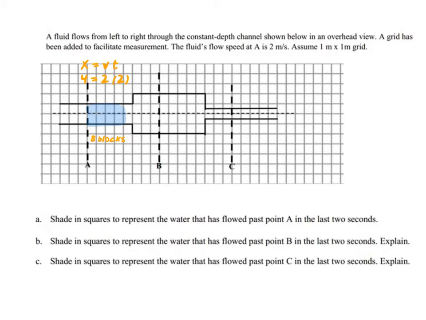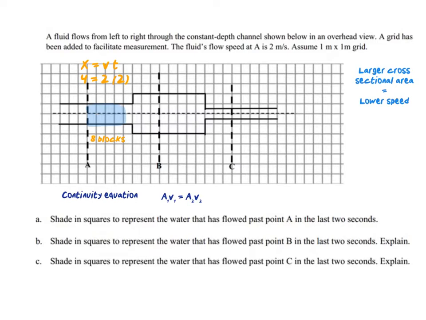And then for B, it says shade in squares to represent the water that has flowed past point B in the last 2 seconds. Explain. All right, so we know that according to our continuity equation, A1V1 equals A2V2, we can see that B has a greater area or dimension of pipe. It doesn't matter if it's round or rectangular. We're not really concerned with that. We just know that it's bigger. And so when it's bigger, the speed will have decreased. So this one should be flowing at a slower speed, which we know automatically.